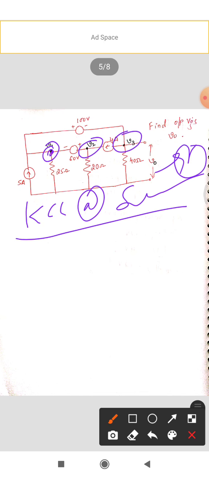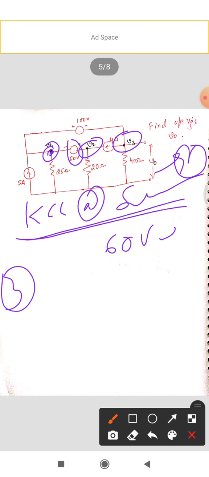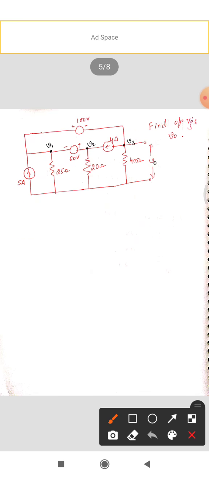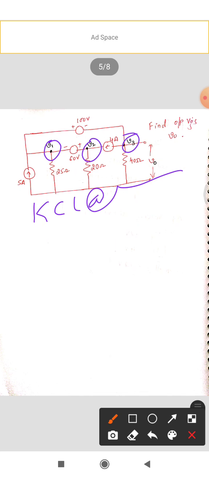How many equations do we have to get? 3 equations. One we get from KCL at super nodes, another one we get from this 60 volt voltage source. This is one more equation. The last equation we get from that 100 volt voltage source. I hope you have got the idea how to tackle this. Let's just write the equation. KCL at super nodes, that is V1, V2, V3 combining.